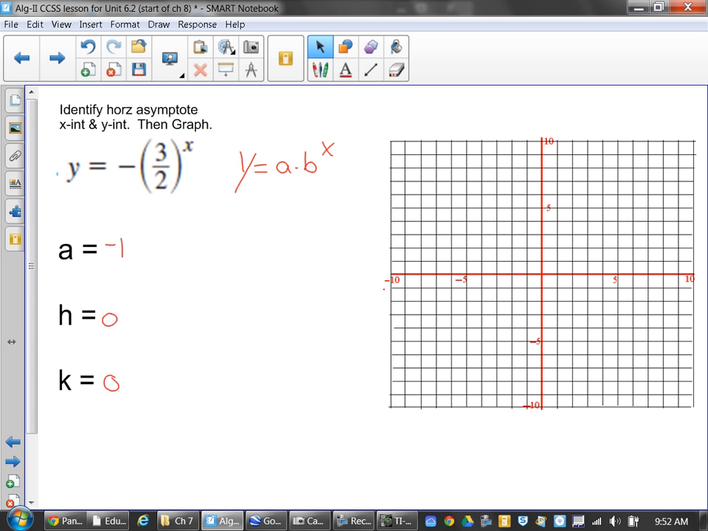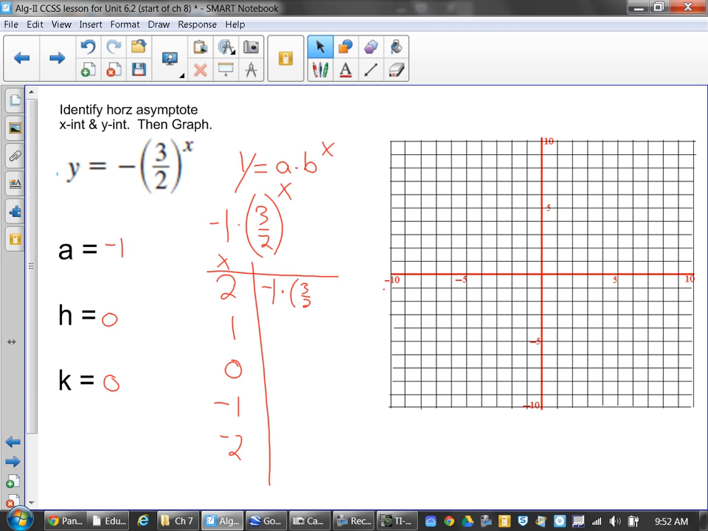So if I want to pick something out, I know that's going to be let's do -1 times 3/2 to the x. We can still pick out 2, 1, 0, -1, -2. It's not that bad. Okay. If I use 2, 1, 0, -1, -2, just -1 times 3/2 squared. We should be able to do that.